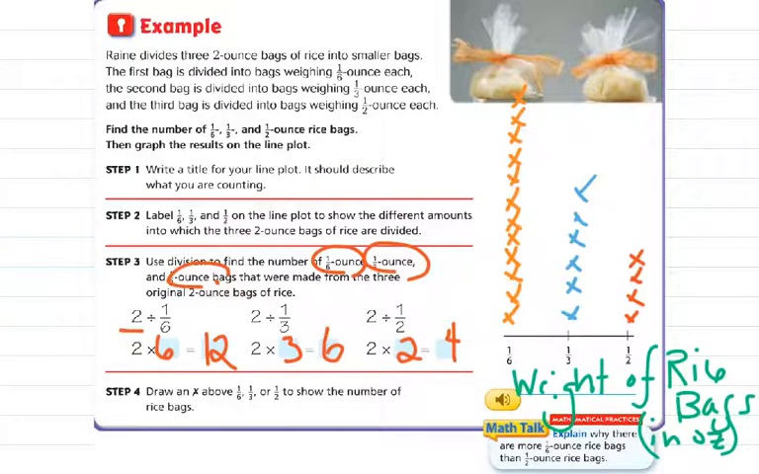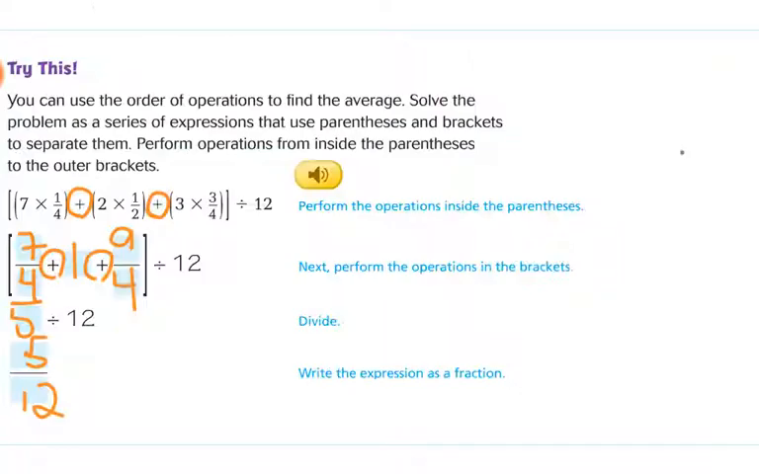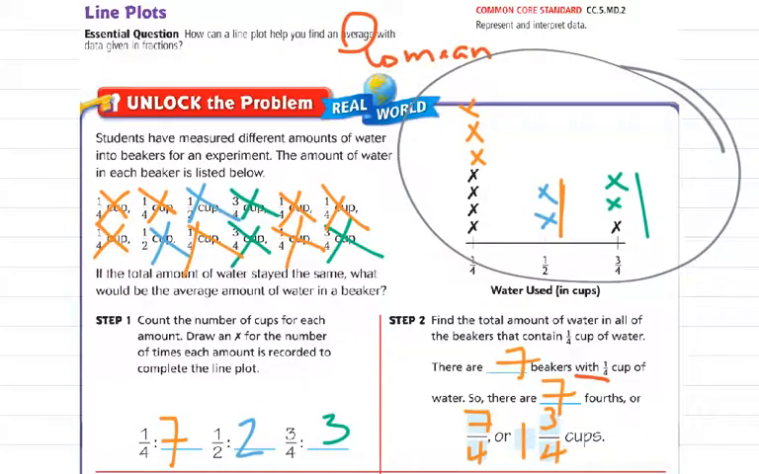So now we can see that our X's correspond with our division problems. And we drew an X above the 1/6, the 1/3, or halves to show the number of rice bags. So these are the different sorts of problems that are combining line plots and division problems and teaching us how to do average, which is also referred to as mean, which you will definitely be doing a lot of in 6th grade with mean, median, mode, and range.